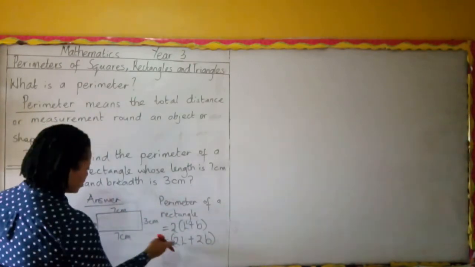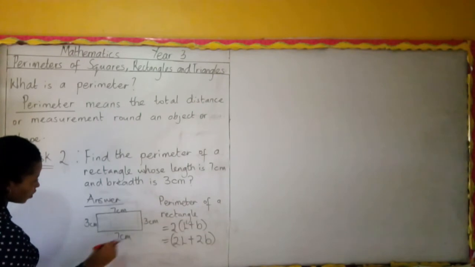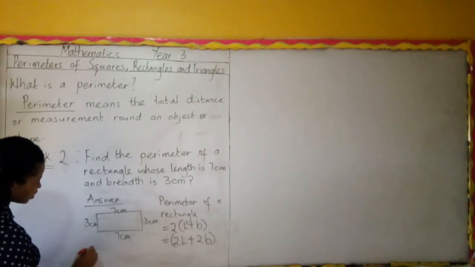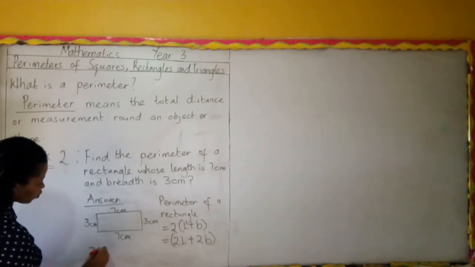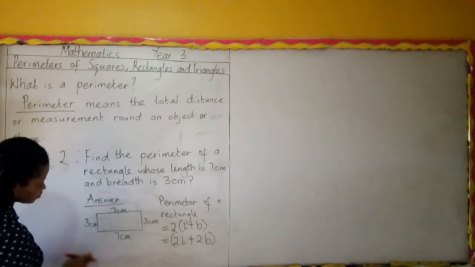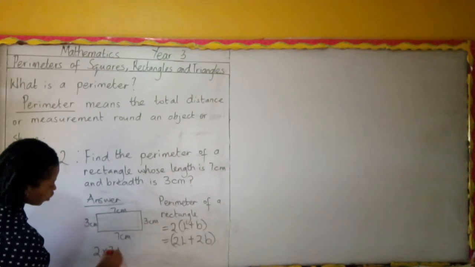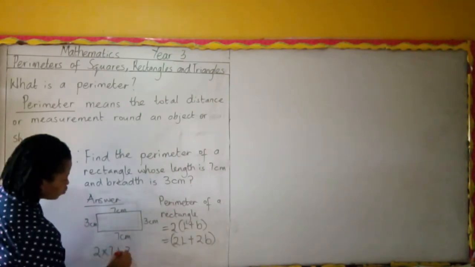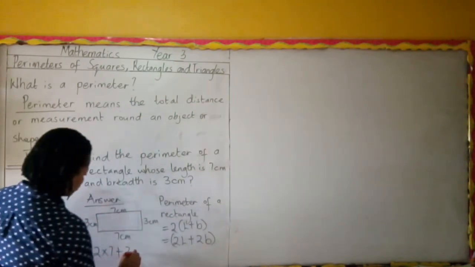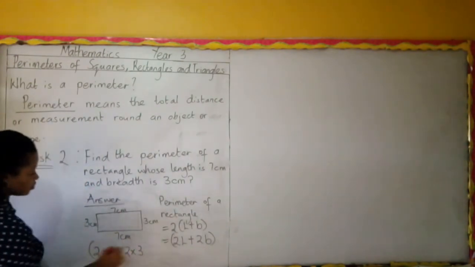So either of the two goes. So let's use one of the formulas. We're going to use 2L. And 2L means what? 7 plus what? 7. Or I will say 2 times 7 plus 2 times 3. Are you with me?